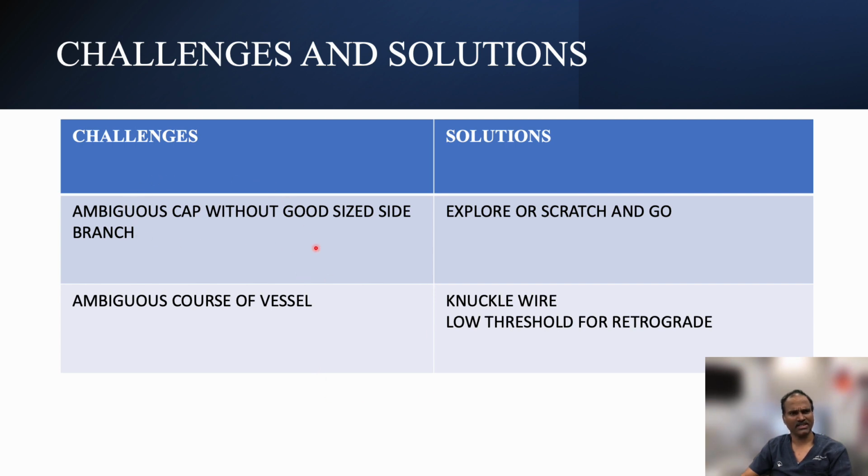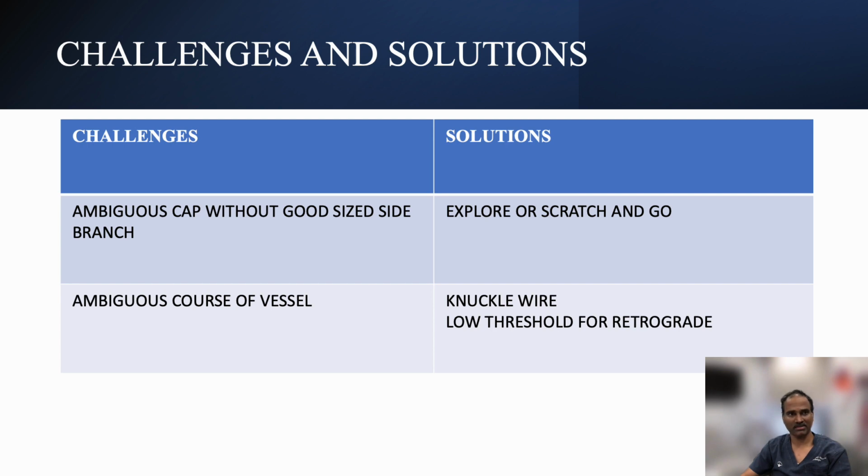Coming to the challenges, one is the ambiguous cap, which I already explained, where we can do a scratch and go. Also the ambiguous course of the vessel is something which is most important in this patient. So we can use a knuckle wire to advance or cross the CTO segment. Then at the distal end again, we can do wire escalation, which I'll explain. And obviously in such patients, I would have a very low threshold to go retrograde, as there is a good interventional collateral for this patient.